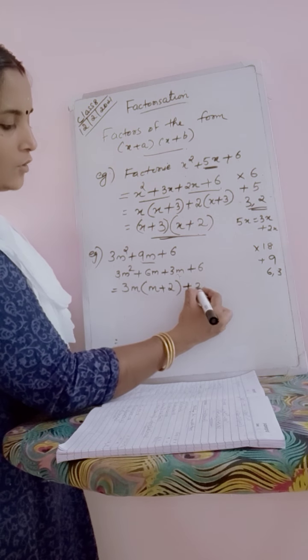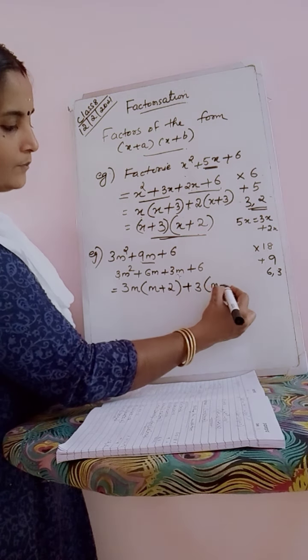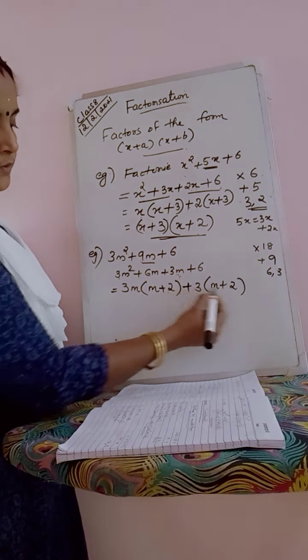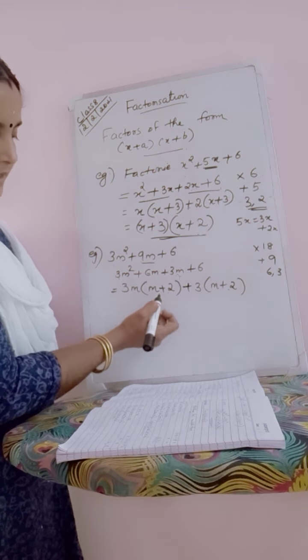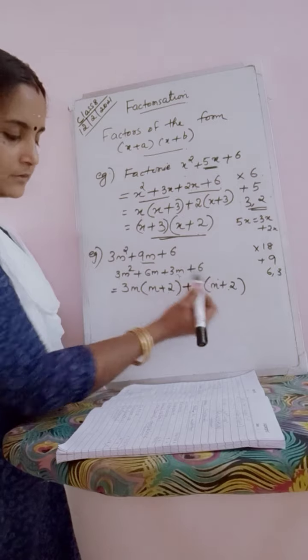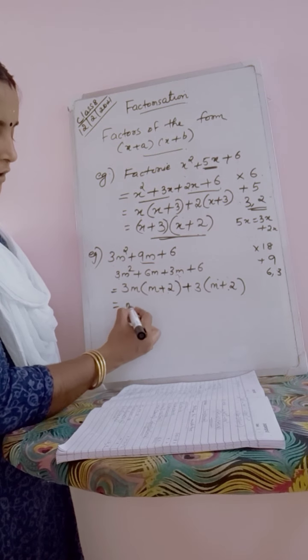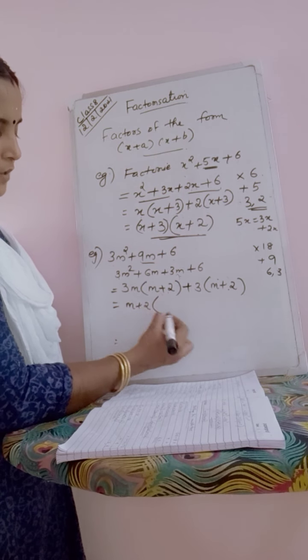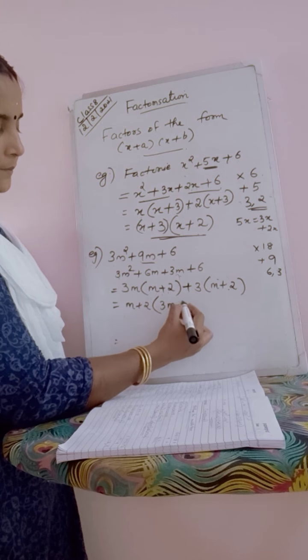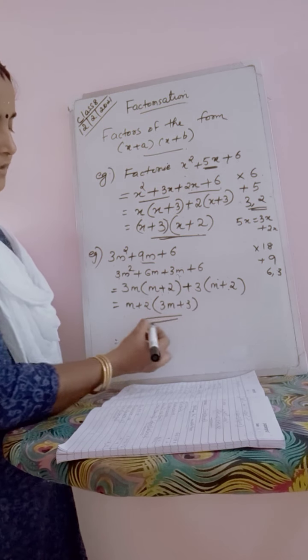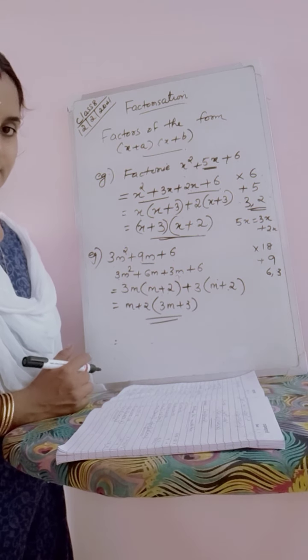Here 3 is common, m plus 2. If your step is correct, here we get the same factors. m plus 2 is a common factor. Take that m plus 2 outside. 3m plus 3. In this way, we can factorize.